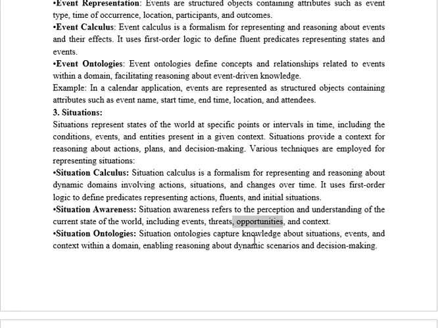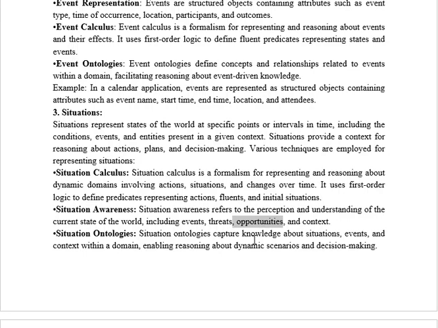Next, how many techniques will we use here? Situation calculus, situation awareness, and situation ontology. Situation calculus represents and reasons about actions and situations, using first order logic. Awareness is the perception and understanding of the current state: what is their point of view, and how to understand the current state. It includes events, context, threats, and opportunities.